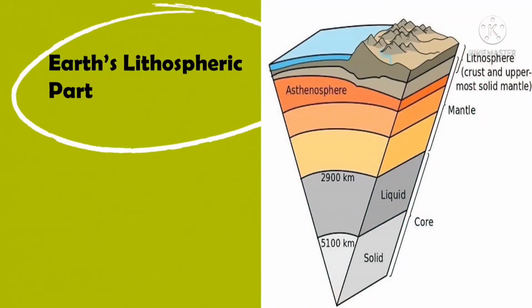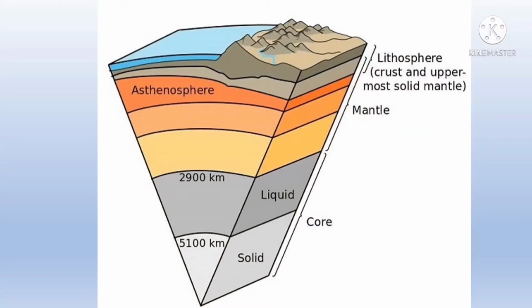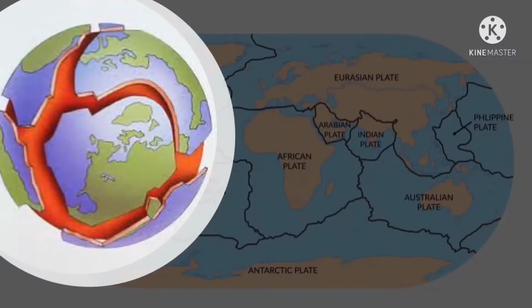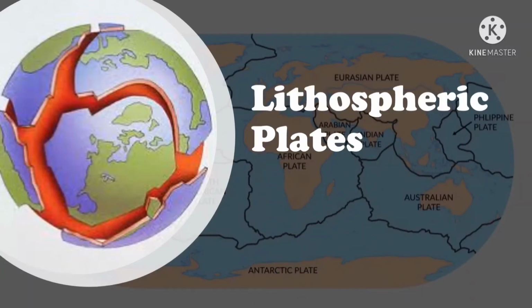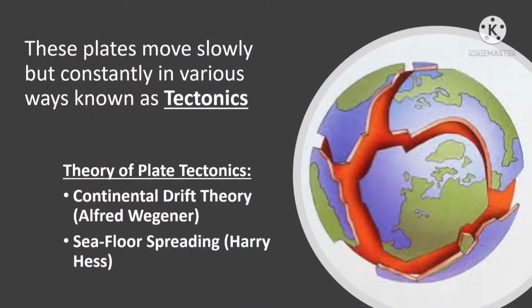Let us study first the lithospheric part of the Earth. As you all know, our Earth has 4 layers consisting of different materials, namely crust, mantle, inner, and outer core. According to the plate tectonics theory, the entire lithosphere of the Earth is broken into numerous segments called lithospheric plates. The lithosphere is said to be in constant but very slow motion. These motions are not the same everywhere. This movement of the lithosphere is called tectonics.